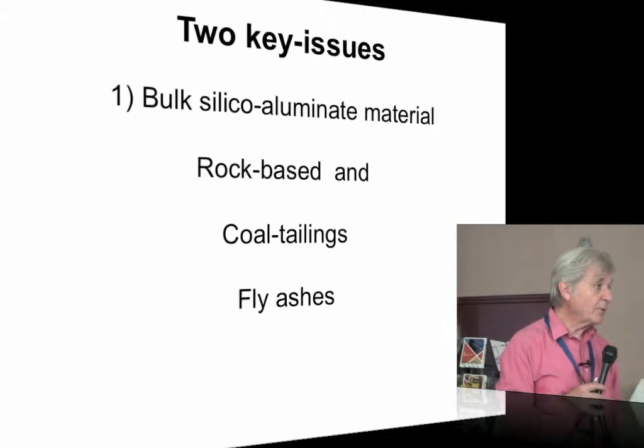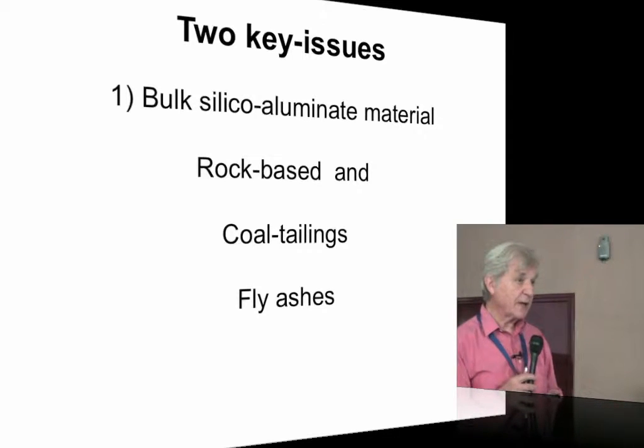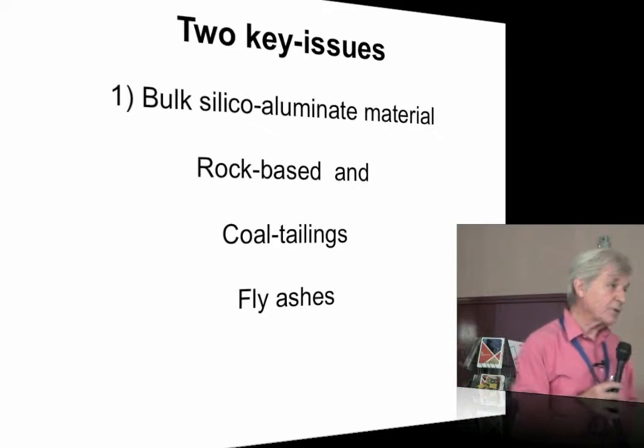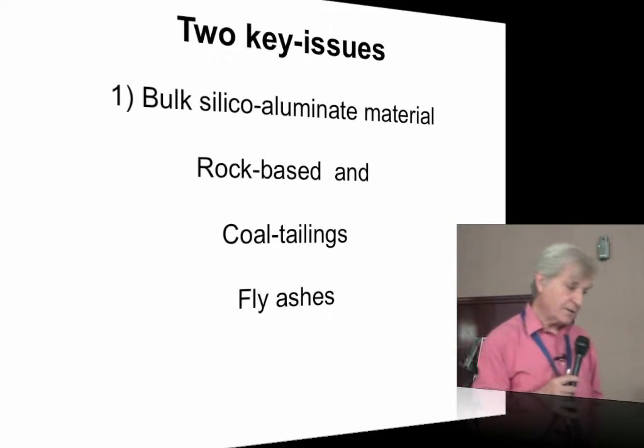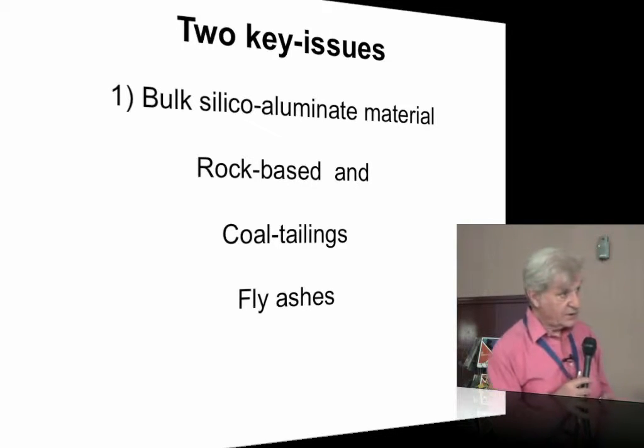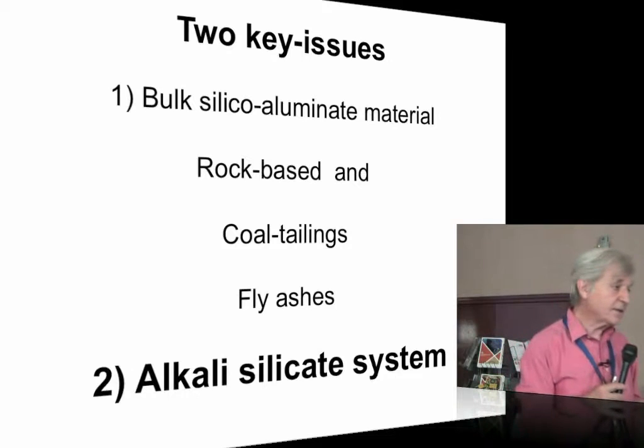So, you remember we said we have two key issues in order to tackle the problem of mass production, millions of tons. The bulk silico-aluminate material is easy to get, but the alkali silicate system is not easy to get. When I tell you that the silicate industry is not capable of manufacturing it with the regular process, theoretically, to make sodium silicate, you start by manufacturing sodium hydroxide by electrolysis of sodium chloride. So you get NaOH and you get chlorine.